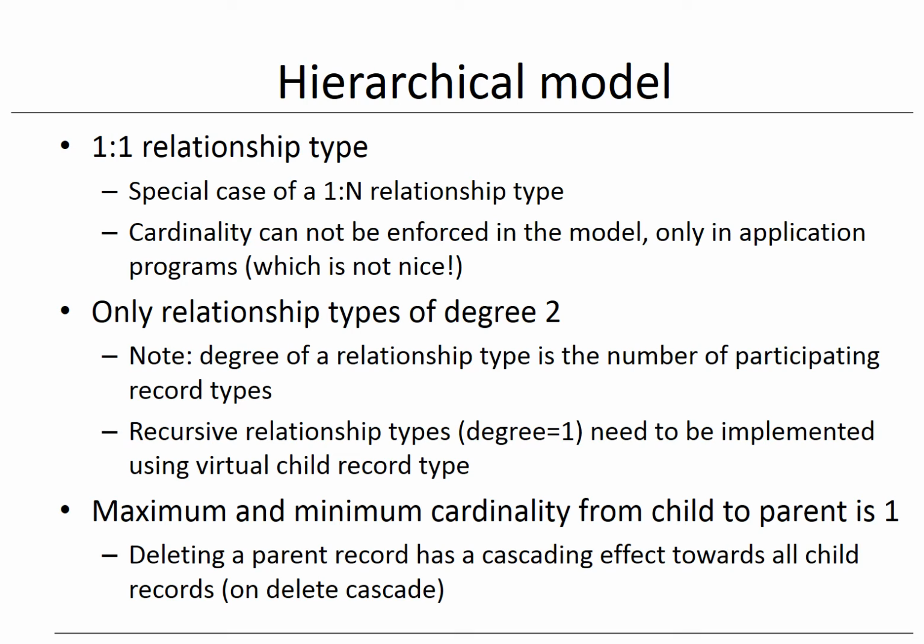Finally, the maximum and minimum cardinality from child to parent is 1. A child can thus not be disconnected from its parent. This implies that once a parent record is removed, then all connected child records will be removed as well, hereby creating an on-delete cascade effect.